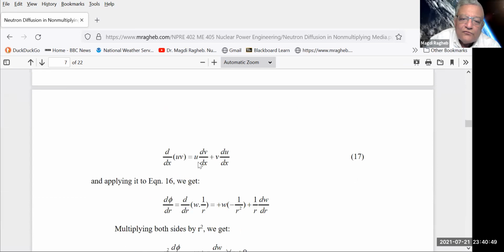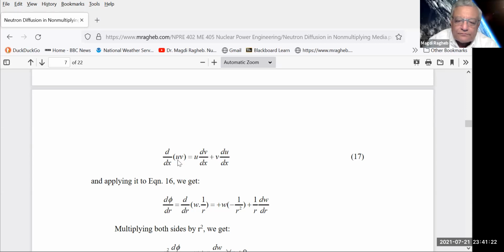So if you have two functions u and a further function v that are both a function of x, d by dx of the product of the two functions of x is the first term u multiplied by the derivative of the second, dv by dx, plus the second term v multiplied into the derivative of u by dx. I'll repeat again. It's the first term u dv by dx plus the second term multiplied by the derivative of the other term.